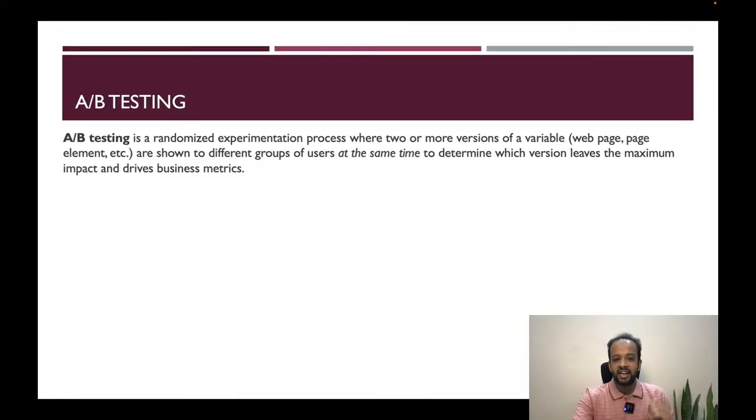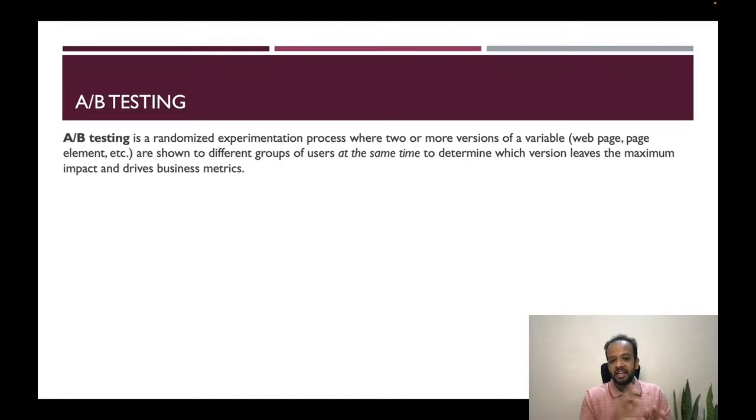A/B testing is a randomized experimentation process. What are you trying to experiment for? You're trying to experiment for which of the two or more versions of any variable, like a web page design or a particular page element location on your web page, performs better, if you show them to different, similar groups of users at the same time.